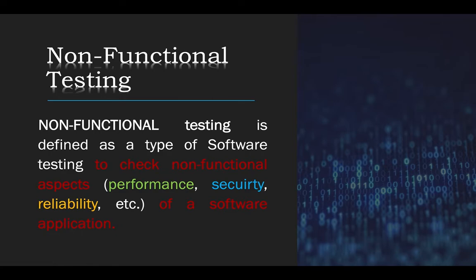So in the non-functional part, we basically check all the non-functional parts of the system, which is the performance of the system, if the system is secure from the hackers, and after that we check the reliability of the system, if the system is reliable or not, if it can give the consistent outputs or not.